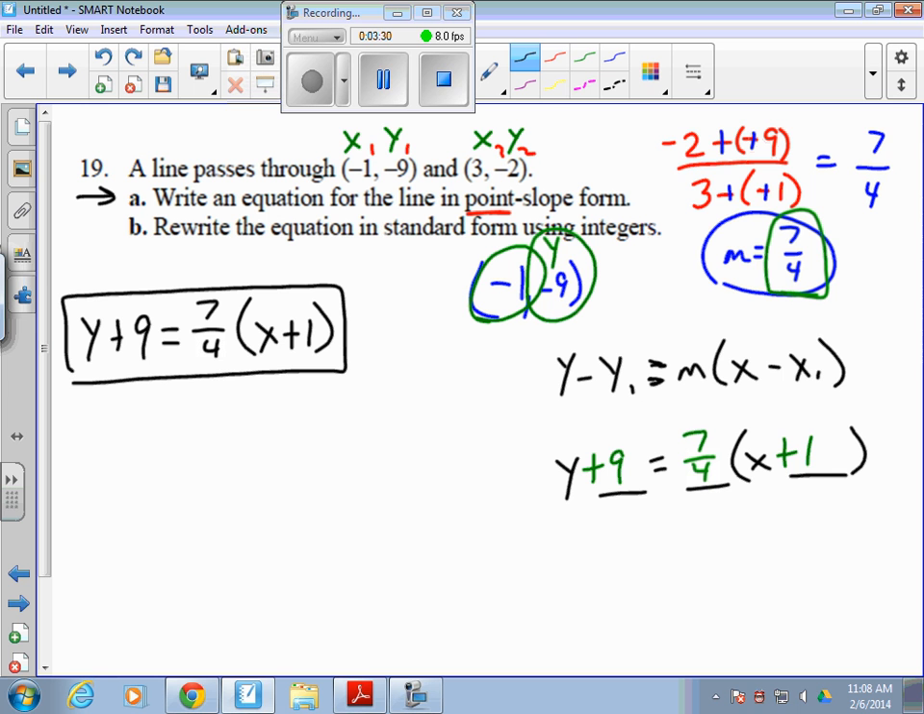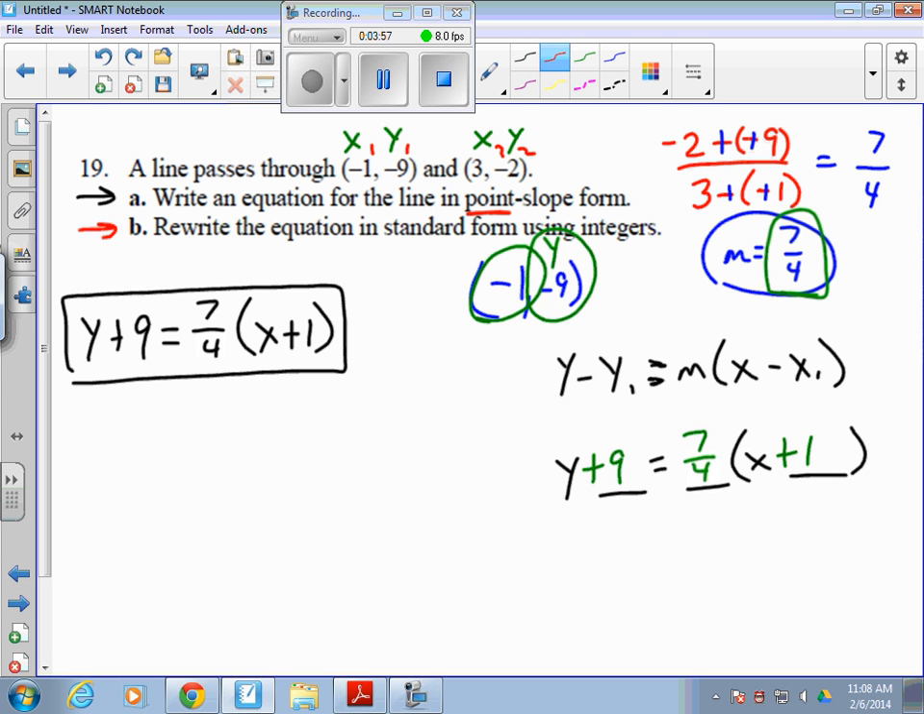The other equation you could have had for A is if you used the other point, you'd have had y plus 2 equals 7/4 times x minus 3. That would have just been using the second point, which would have been perfectly fine. But the second part of the problem, B, tells you to rewrite it in standard form using only integers. So let's take care of that only integers part first.